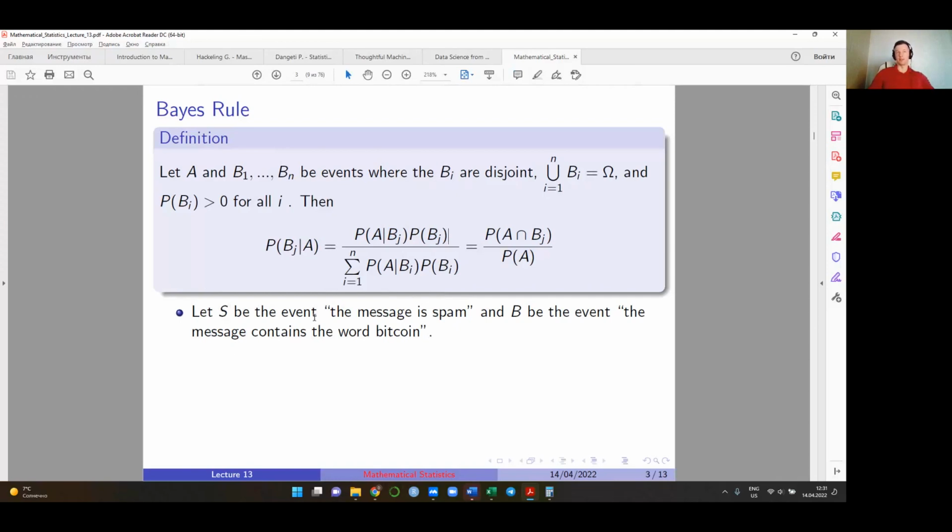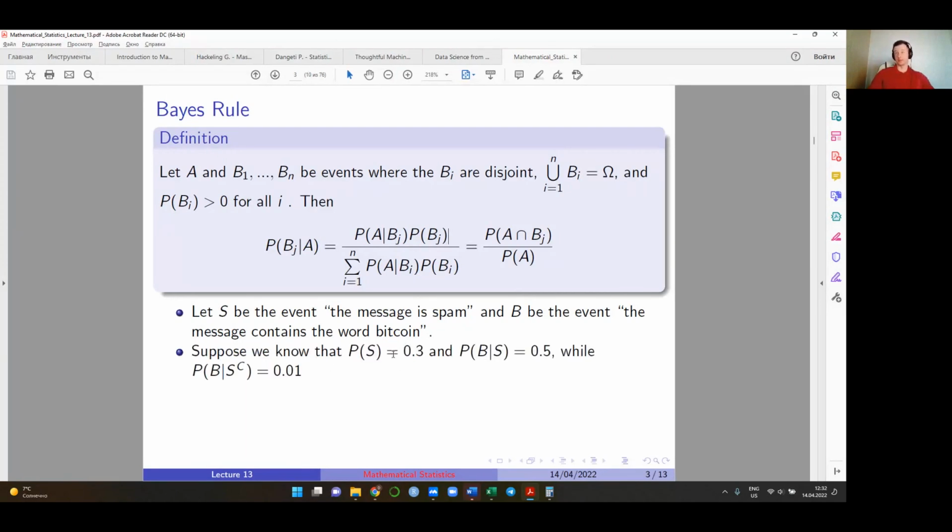Let S be the event that the message is spam, so the email, and B the event that the message contains the word Bitcoin. It means that the machine reads the text and recognizes that there is the word Bitcoin, and the machine must automatically assign whether this email is spam or not. Before doing this, of course, we need to understand how to apply the Bayes rule here.